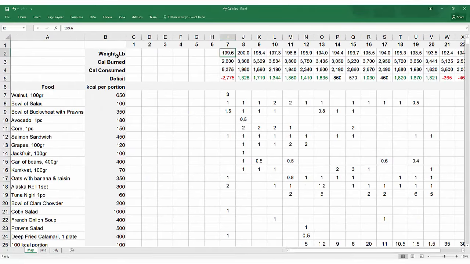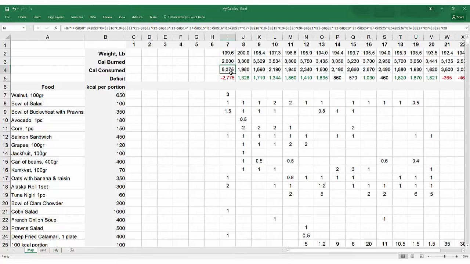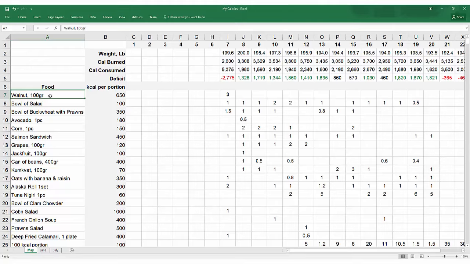Then I was tracking my weight. So this number is weight in pounds. Then I was tracking calories that I burned, calories that I consumed, deficit. And this is the list of food that I was eating. So the food item and how many calories this food brings with each portion. And each portion, I calculate it in grams because I'm from Europe and I'm more used to using grams than ounces. You do your magic in your own units.